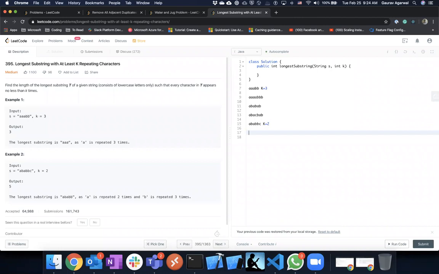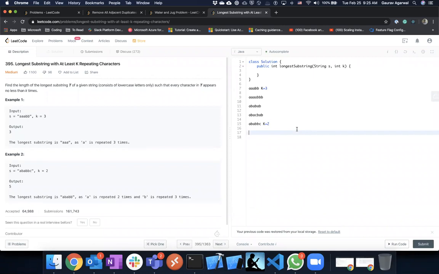So what can be the brute force approach? The brute force could be to iterate over the whole string, and for each length, count every character's frequency. If every character's frequency is larger than or equal to k, then it will be done.